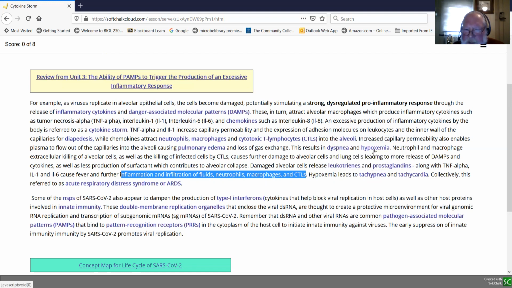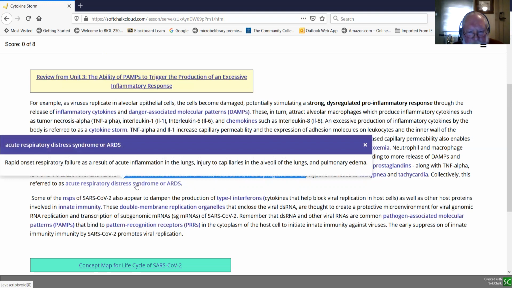When you have hypoxemia or low oxygen levels in the blood, then the lungs breathe more rapidly to try to bring in more oxygen, and it also leads to tachycardia or an abnormally rapid heartbeat. And collectively, all of this is what leads to ARDS, or acute respiratory distress syndrome.